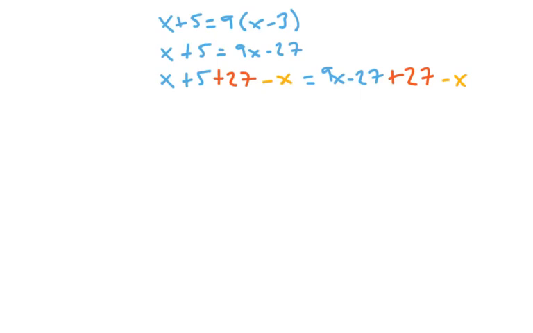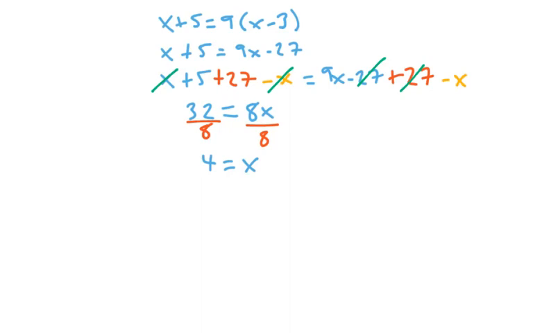The x's would add to 0 on the left. The 27s would add to 0 on the right. And then we do a little bit of arithmetic. 5 plus 27 is 32, is equal to 9x minus x, 8x. Divide both sides by 8, and I get a 4. 4 equals x. Is that a legitimate solution?